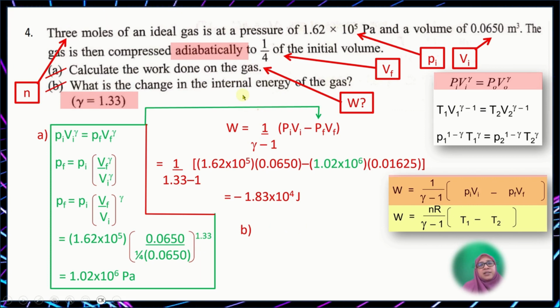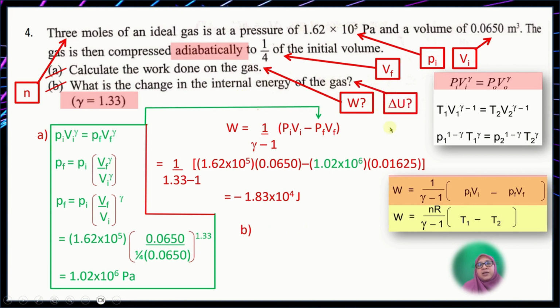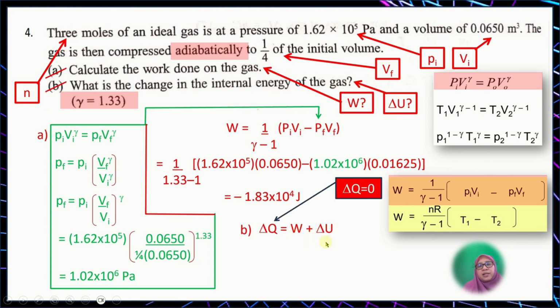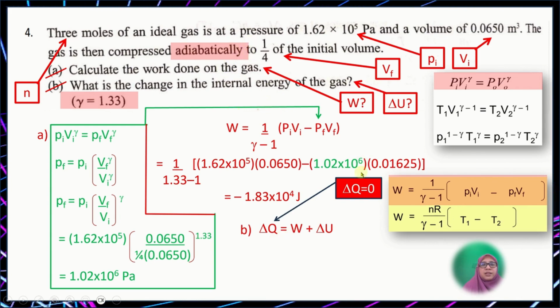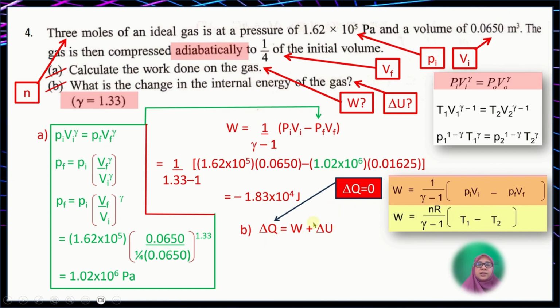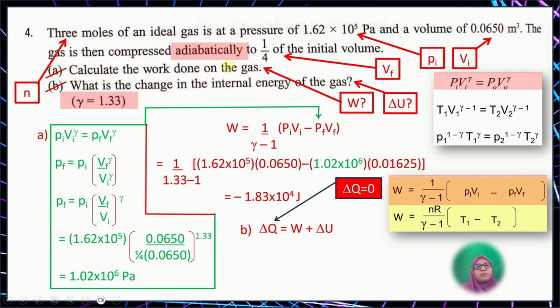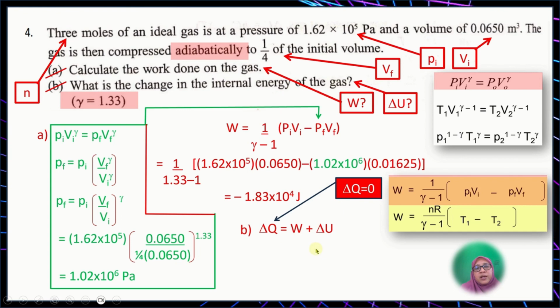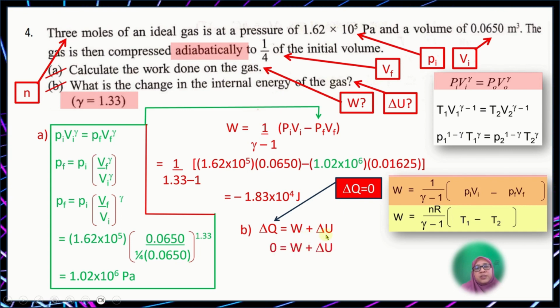Now question B, to find the change in internal energy. We use the first law of thermodynamics: delta Q equals work plus delta U. Delta Q is 0 for adiabatic, a special characteristic of the adiabatic process. No heat is allowed to enter or leave the system for adiabatic change. So that means work equals the internal energy.